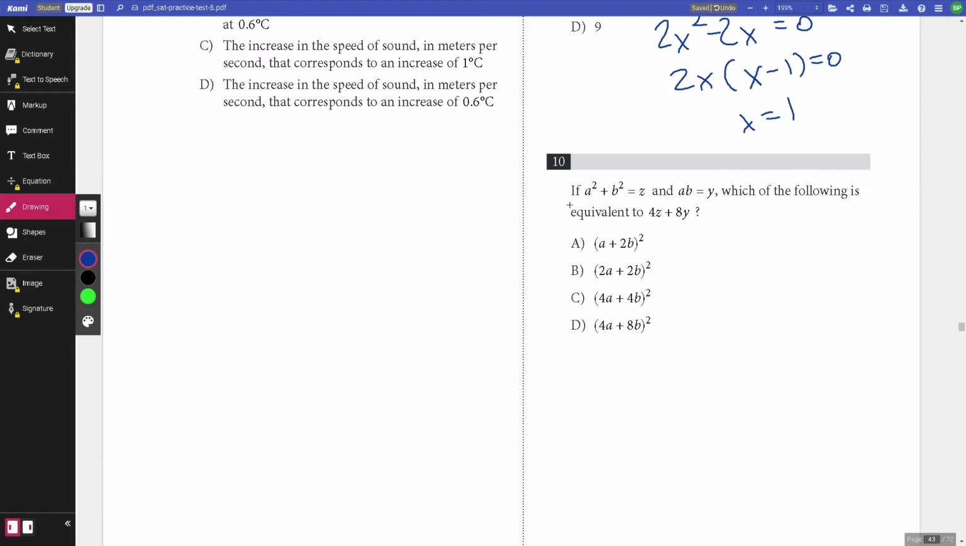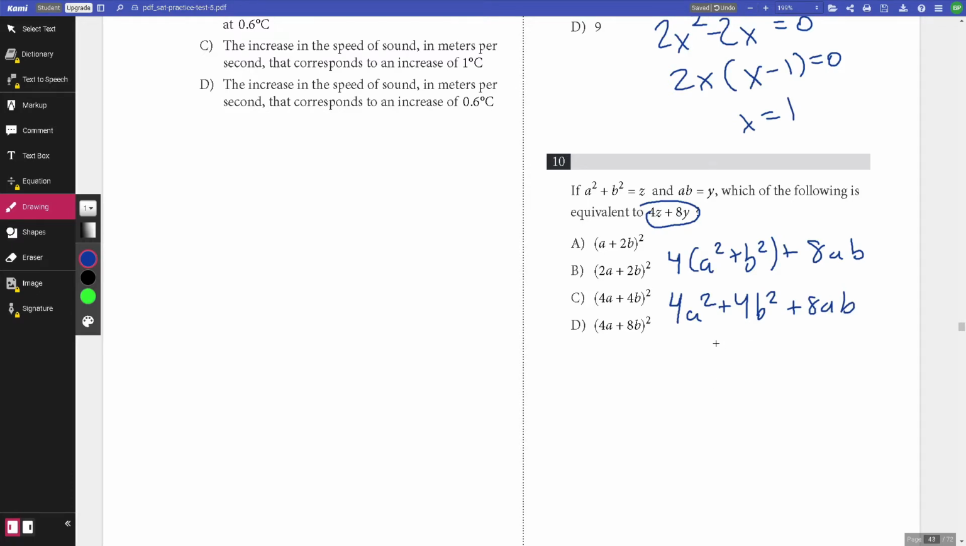Number 10, if a squared plus b squared equals z and ab equals y, which of the following is equivalent to 4z plus 8y? So what we can do is just substitute these values into this equation here. So plug in z into 4z, you get 4(a squared plus b squared), and then plus 8ab. So now we can just distribute. So we get 4a squared plus 4b squared plus 8ab.